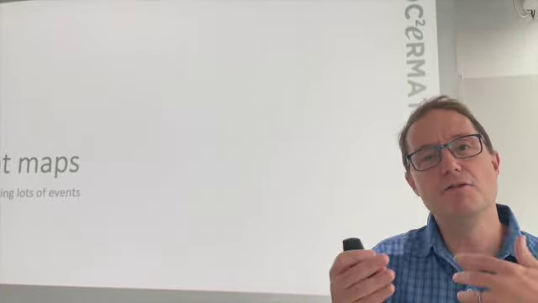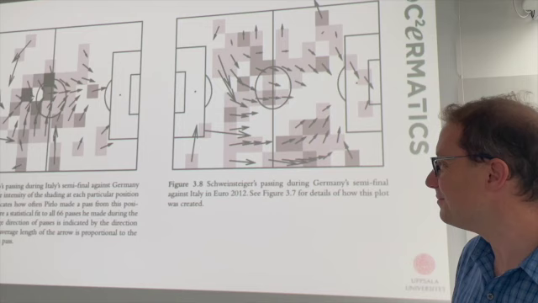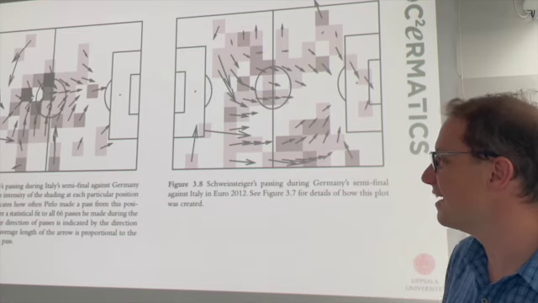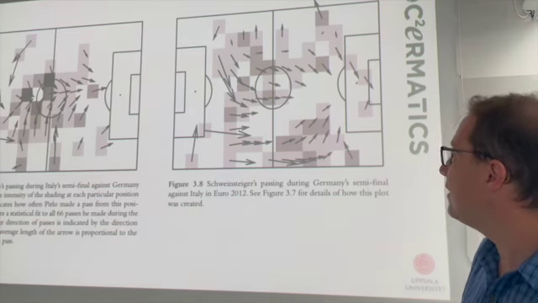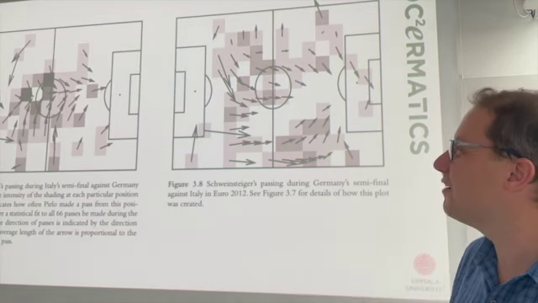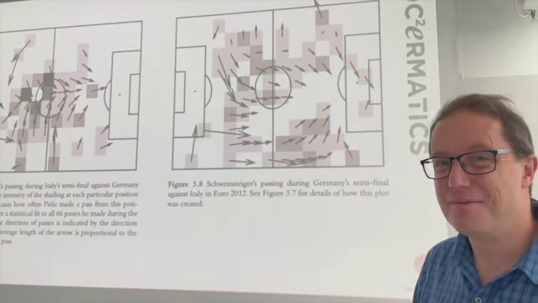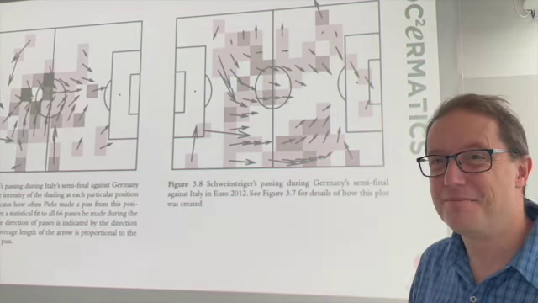A heat map really is a two-dimensional histogram. So if you're familiar with the idea of plotting a histogram of events, which summarizes them, then the heat map is a two-dimensional histogram placed on the football pitch. This goes back to Euro 2012 and the Germany versus Italy match. I think what I wanted to illustrate here, and this maybe isn't enough data to make a very convincing heat map.